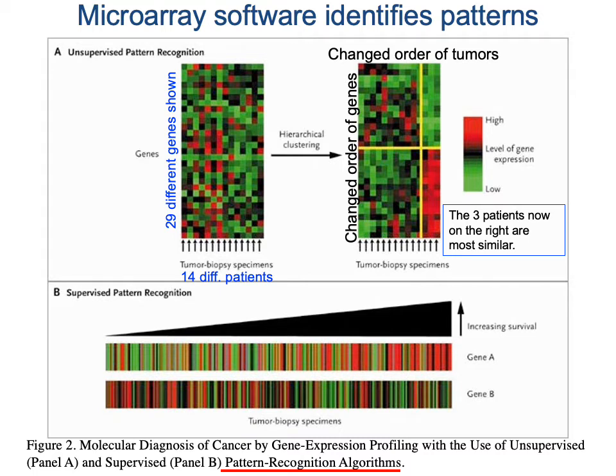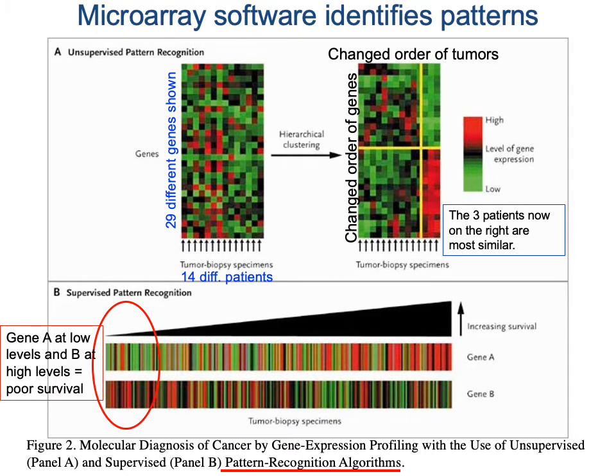Okay, and at the bottom, there's something called supervised pattern recognition. So now we're looking at just 2 of the different genes, gene A and gene B, and there are many, many more tumor biopsy specimens running along the x-axis. And at the top of the two genes, there's a survival plot with low survival at the left and increasing survival at the right. So if we first focus on the left-hand side, where I just showed you a red oval, we can see gene A is at relatively low levels because it's mostly green in those samples. Gene B is at relatively high levels. There's more red. And this is correlated with poor survival.